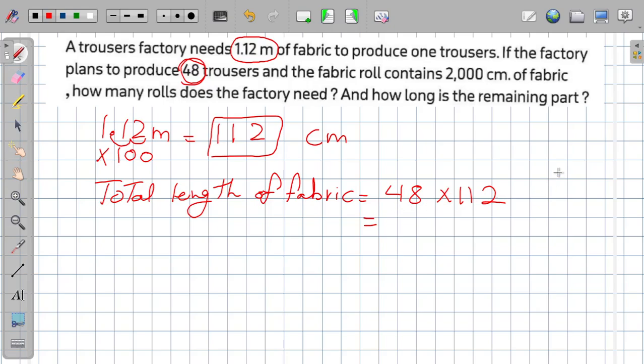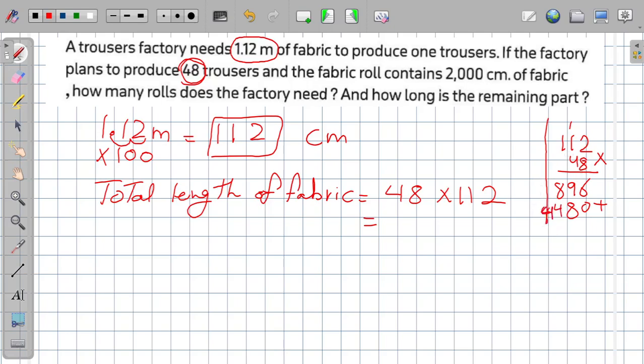Okay, so let's use the algorithm of multiplication. So I have 112 by 48. So 8 by 2 equals 16, 6 and carry up 1. 8 by 1 equals 8 plus 1 equals 9, and 8 by 1 equals 8. Next, I will add 0 and I will multiply by 4. So 4 by 2 equals 8, 4 by 1 equals 4, and 4 by 1 equals 4.